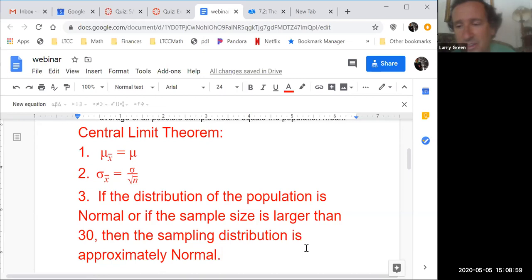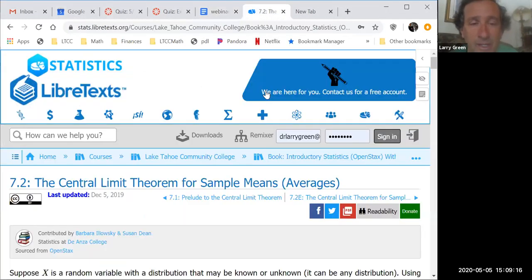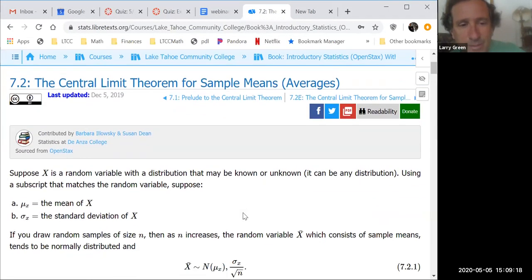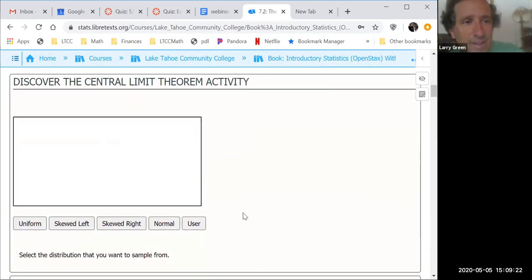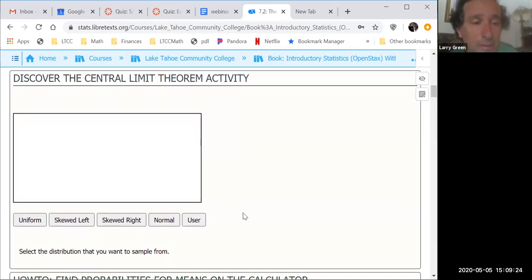Any questions on this example? I mean, not this example, this theorem. The most important theorem of all of statistics. No question about it. Okay, what I want to do is explore it a little bit. This is in the book, but it's a program I wrote, and I put it in the book. This is the discover the central limit theorem activity.